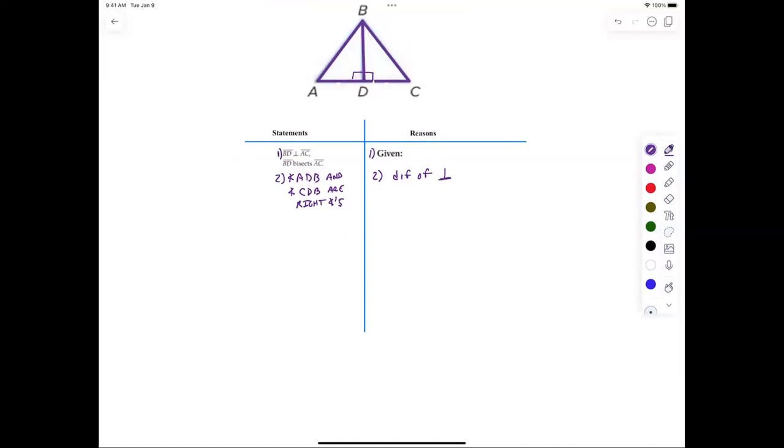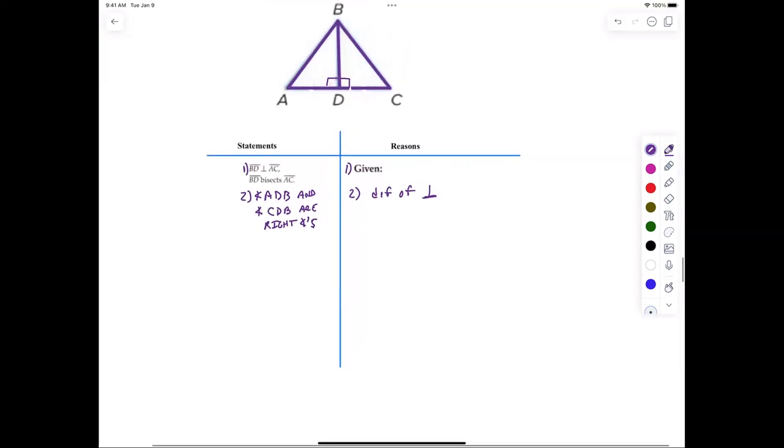So now what is true about angle ADB and CDB? They are congruent. So now you can say that angle ADB is congruent to angle CDB. And that's because why? All right angles are congruent.